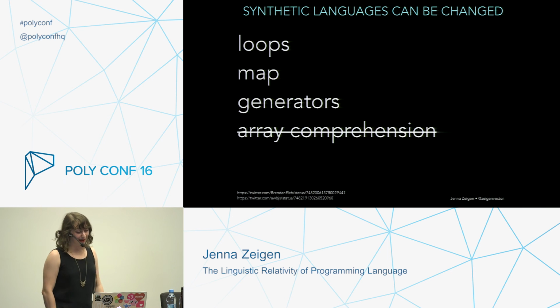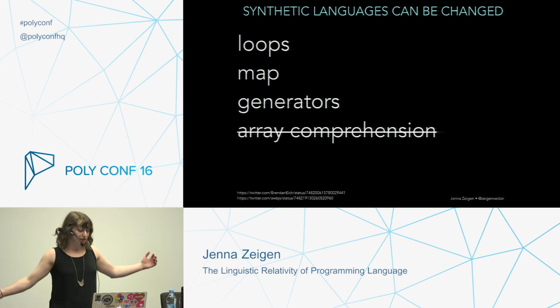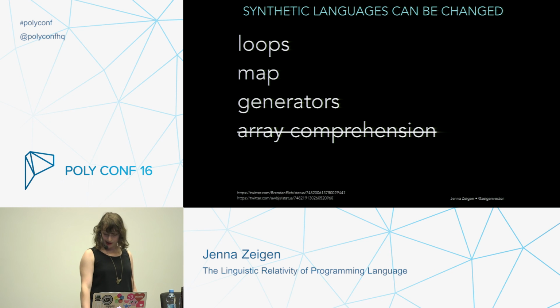I tweeted about this a few days ago because I was curious, and Brendan Eich and Allen Wirfs-Brock told me why, which is TLDR, arrow functions and map types should be enough to help us create concise ways of doing this. So that's cool. If the experts don't want us to have array comprehension, I trust them because they're the experts.